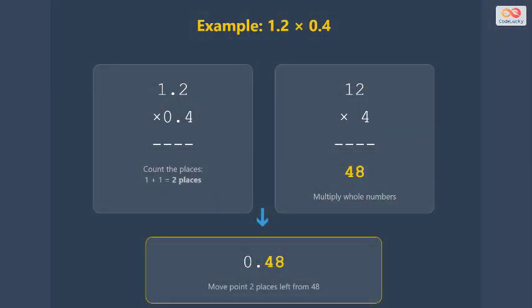Let's try a slightly harder example, 1.2 times 0.4. First, multiply 12 by 4, which gives 48. Next, count the decimal places. 1.2 has one place and 0.4 has one place. That is a total of 2 places. So we move the decimal point in 48 2 steps to the left, giving us 0.48.